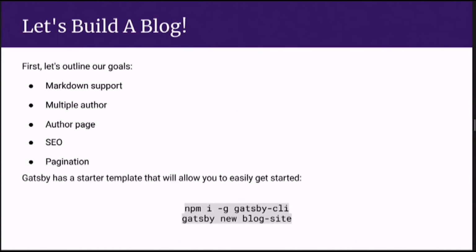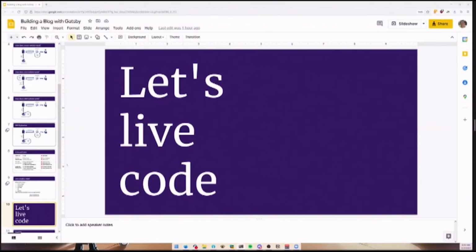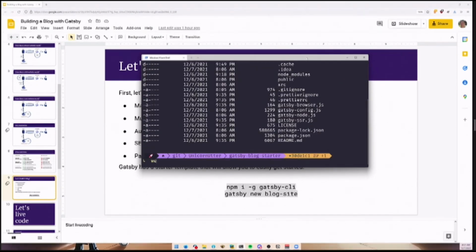So let's do it. Let's live code. We'll start by generating some starter template that Gatsby provides out of the box with the CLI, and it'll be gatsby new and then the name of the blog. And from there, for example, here, all I've done so far is I have run gatsby new blog, right? It gave me this.